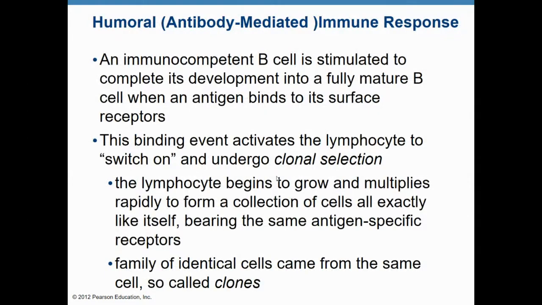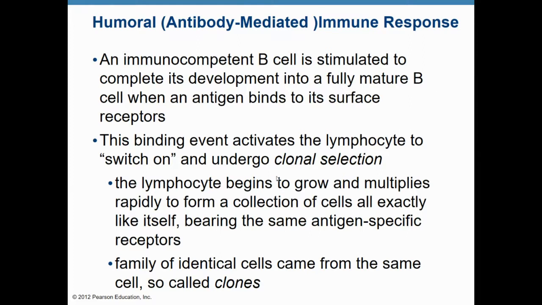Now let's look at what happens with the B cells. This is our humoral, or antibody-mediated, response. When you have an immunocompetent B cell, it has undergone its education in the bone marrow, it leaves the bone marrow, and it's usually going to go hang out in a lymphoid tissue like a lymph node, right? It's going to go hang out in a lymph node.